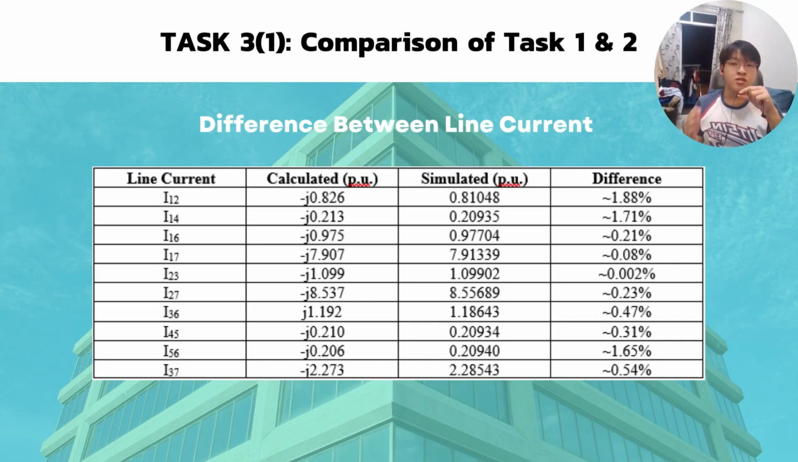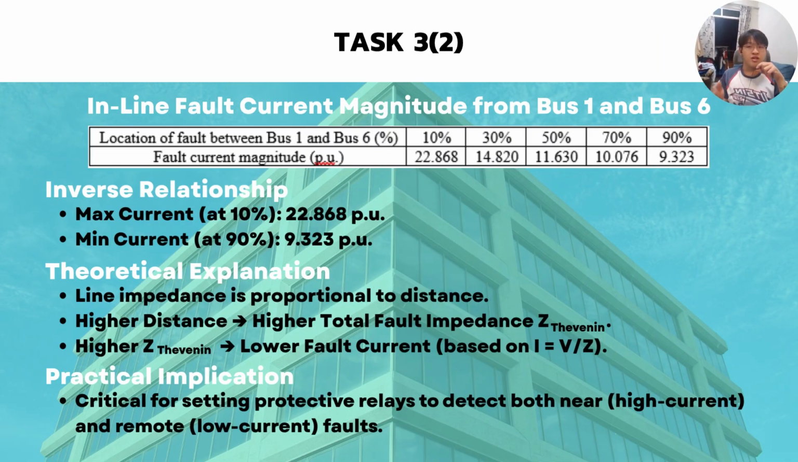Here again, the results are very consistent with all differences well below 1%, validating the accuracy of our models. Continuing the comparison, this slide shows the line currents during the fault. While there are some minor differences, generally under 2%, the simulated magnitudes align very well with our calculated complex values. This strong correlation across all metrics confirmed that our manual analysis in task 1 was successfully validated by the PowerWorld simulation.